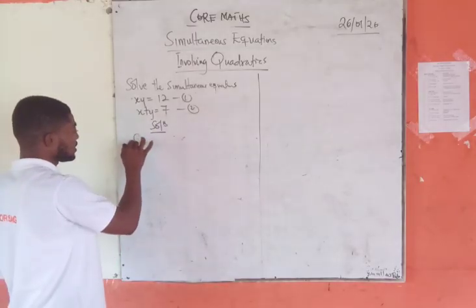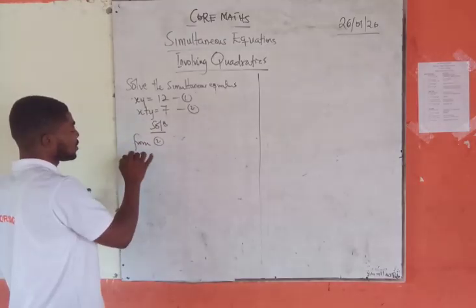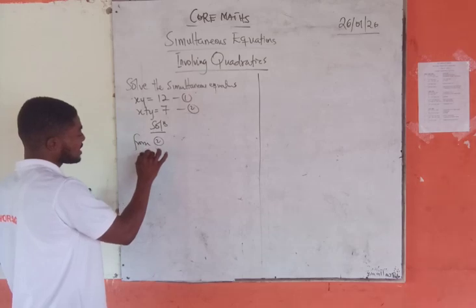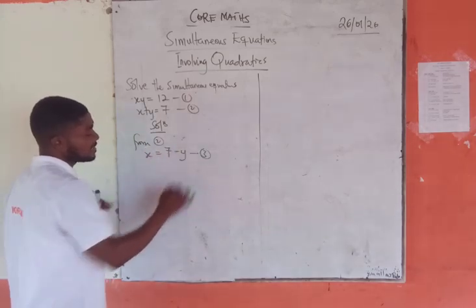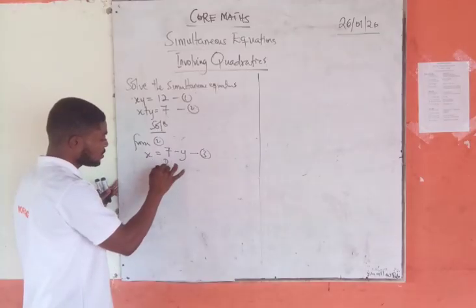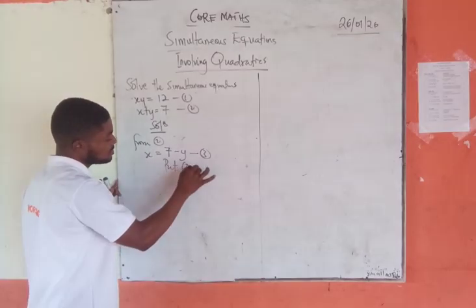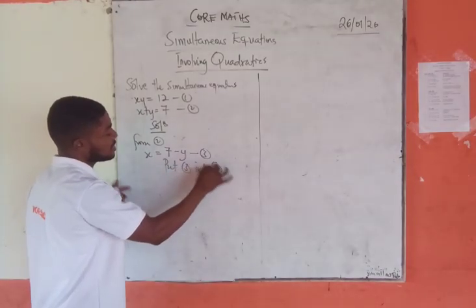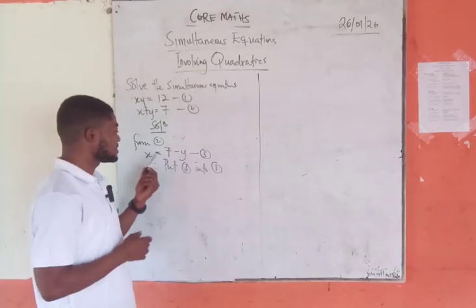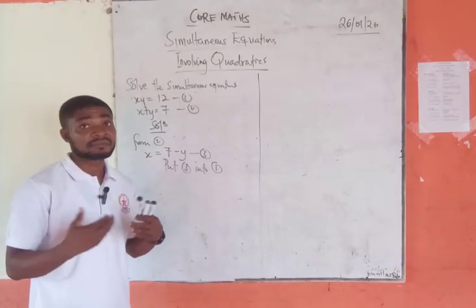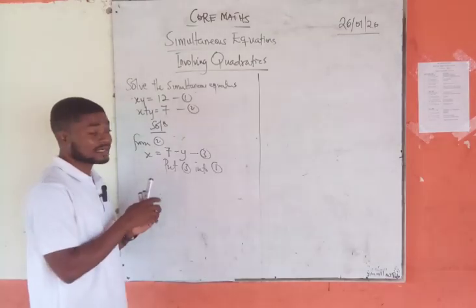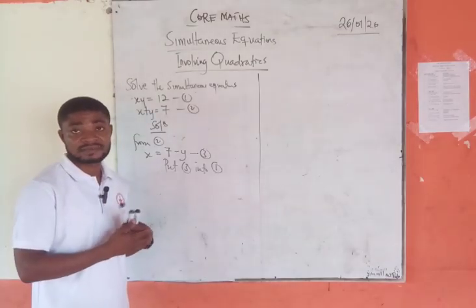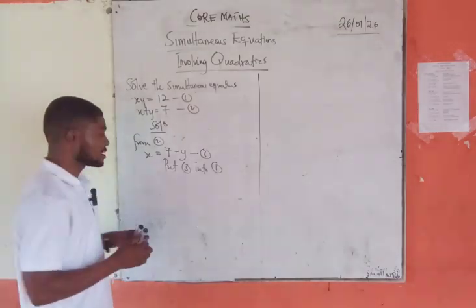So from equation 2, when we make x the subject, we get x is equal to 7 minus y. We can call this equation 3. Then you can now come and put equation 3 into equation 1. Please, you can make y the subject from equation 2. You can make x the subject. It is not compulsory that you make x the subject. You can decide to make y the subject. It is still correct.